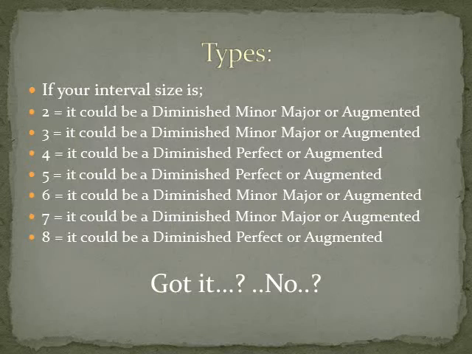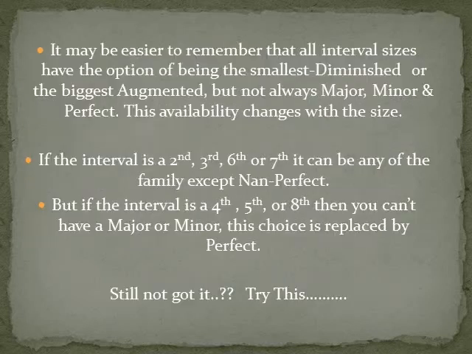So, if your interval size is a second, it could be a diminished, a minor, major, and augmented. If it's a third, it could be diminished, minor, major, augmented. If it's a fourth, it could be diminished, perfect, augmented. Fifth, it could be diminished, perfect, augmented. Got it? No. Bit tricky, that one.